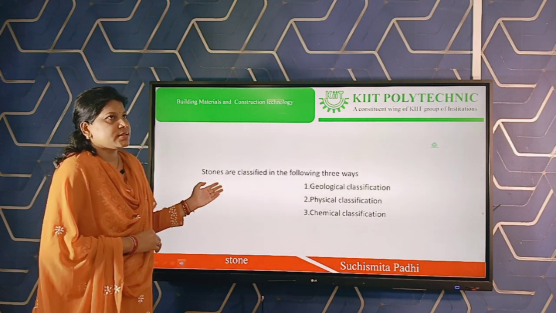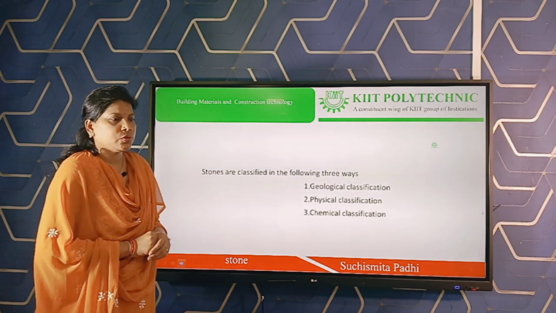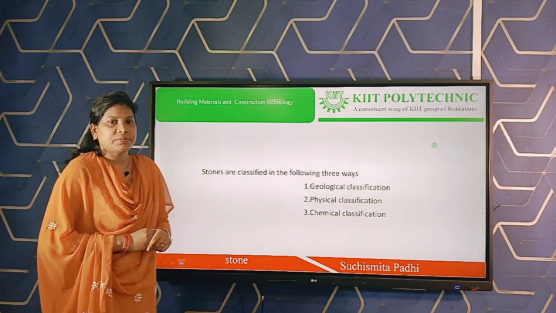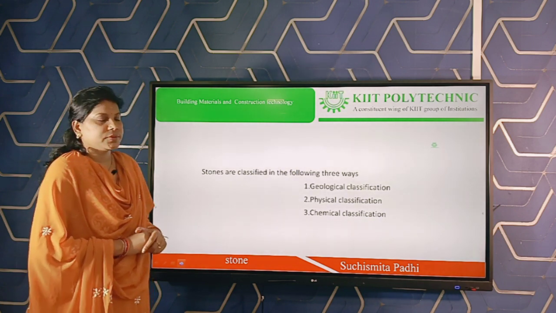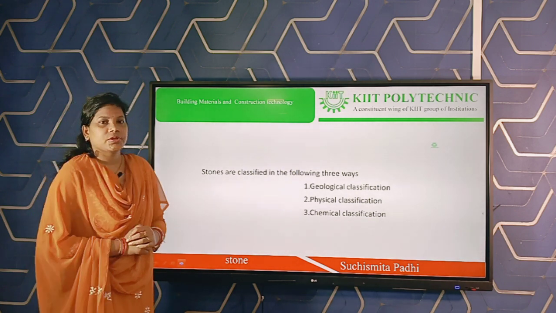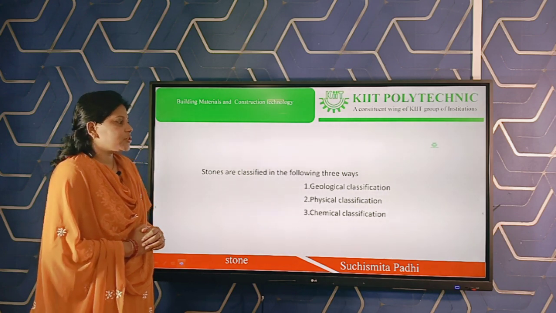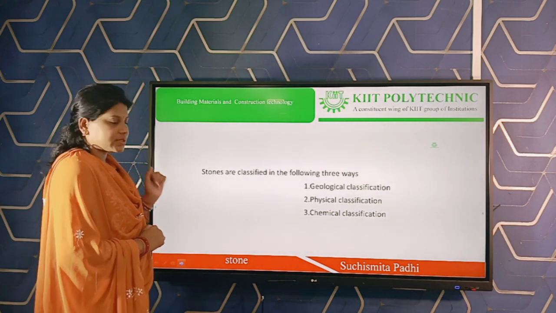And next is classification of stone. There are mainly three types of classifications. One is geological classification, physical classification, and chemical classification. First, let's start geological classification.